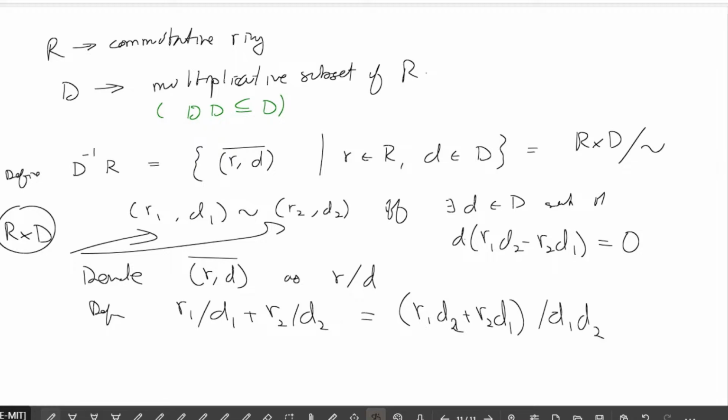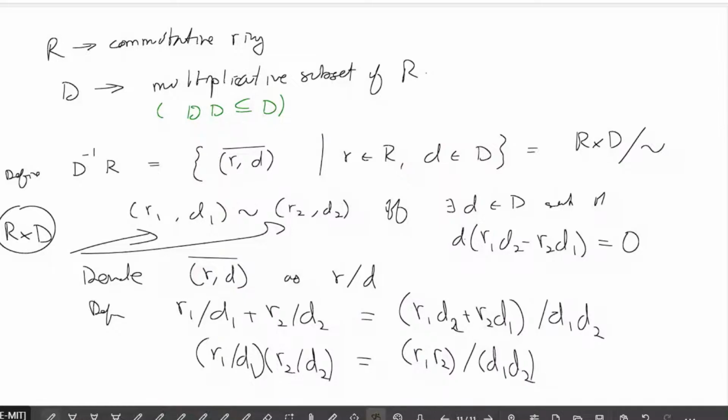But to verify that all this is well defined, because these are all representatives of equivalence classes, you verify that very carefully from this, not difficult but a tedious exercise. Similarly, you define r1 over d1 multiplied by r2 over d2 as r1 r2 over d1 d2. With this notation, you can guess what this is. You just think of them as fractions, so the usual rule for adding and multiplying fractions, that's it. Fine, definition.